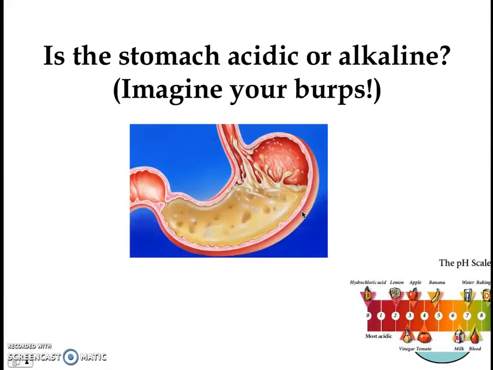Before exploring how enzymes are affected by pH, I just want to look at an example of pH in our body. This is the stomach. Do you know whether the stomach is acidic or alkaline? If you have trouble thinking of the answer, imagine when you burp and some liquid accidentally comes up into your mouth, how does it taste? I'm sure you agree with me that it is more acidic, a sourish kind of taste. So the stomach juice is acidic.